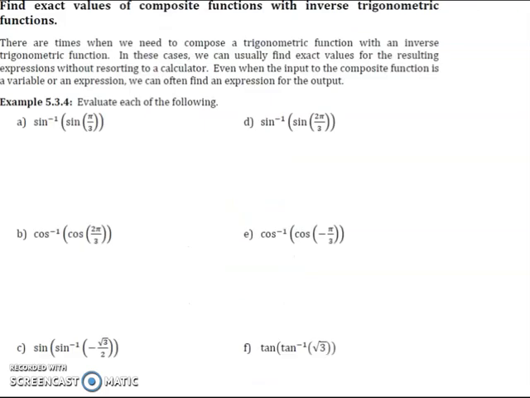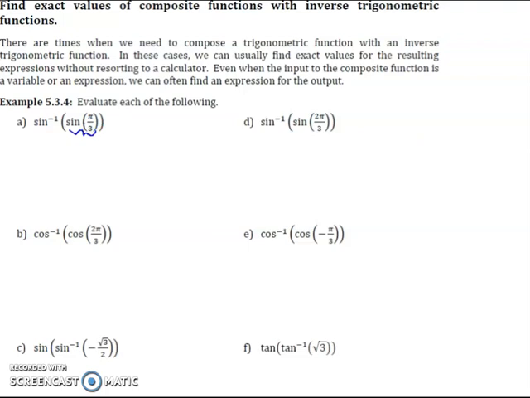We can take this one step further and use inverse sine and cosine and tangent functions when dealing with composite functions. When dealing with composite functions, we want to make sure we work from the inside out. So here I see the inverse sine of the sine of pi thirds. The inside of this function would be that sine of pi thirds.